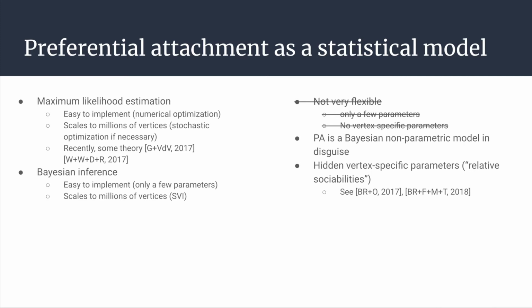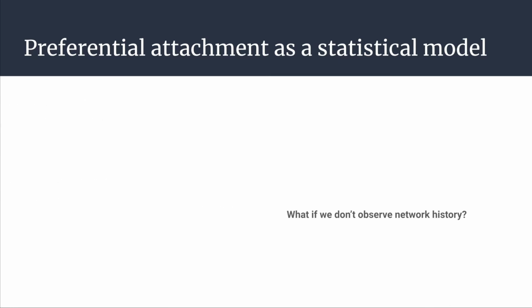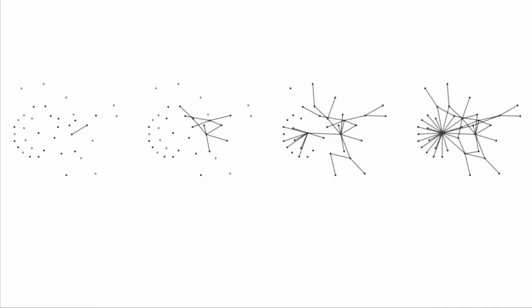Okay, so that's all nice, but what if we don't observe the network history? And this is a much harder problem, because for our likelihood, we don't even know which terms correspond to which vertices. Okay, so let's take a closer look at this problem. So we have a model for a growing network, but we don't observe its history. We only observe a snapshot of the network. And since the history is missing and we can't ignore it, we need to reconstruct it.